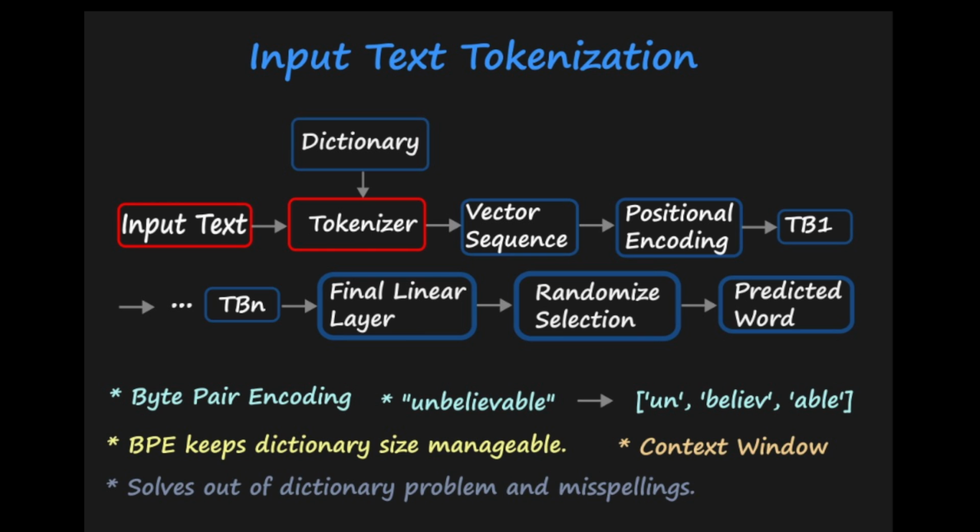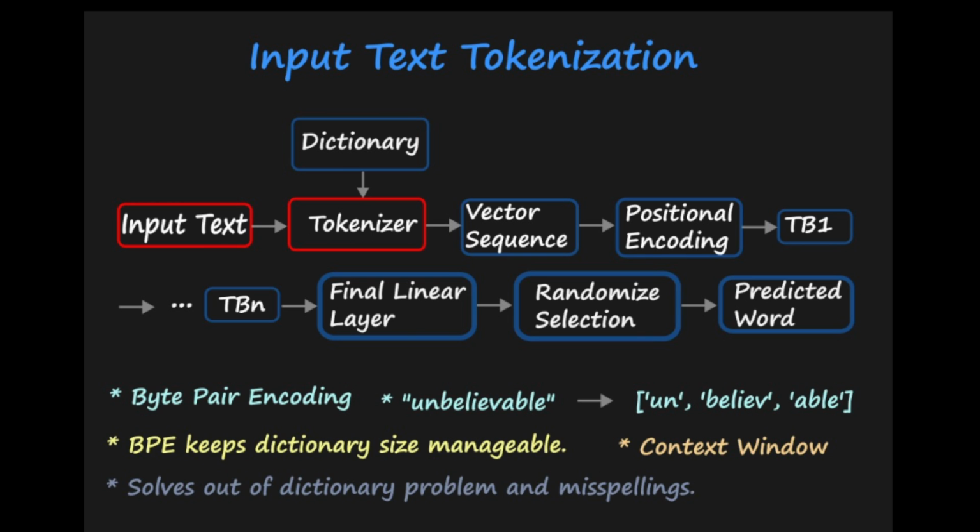Okay, now the next part. These two components: how input text is tokenized and the context window. This is the important setup for the rest of the pipeline.